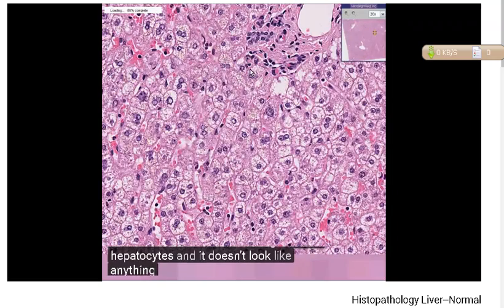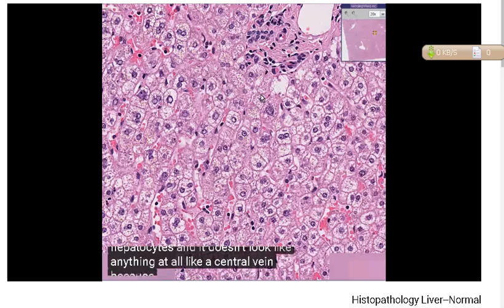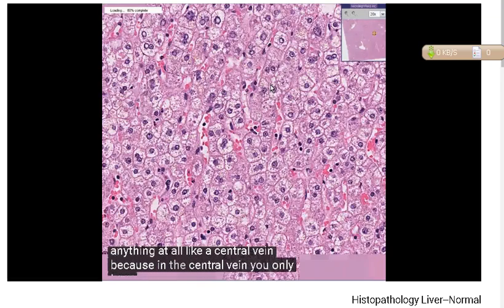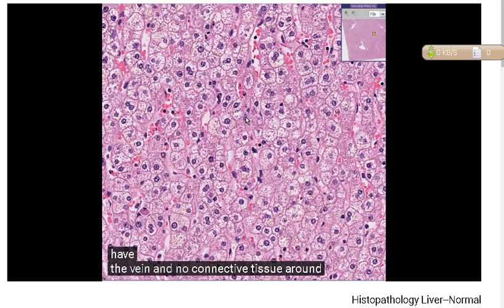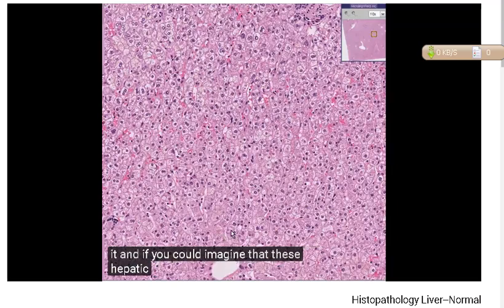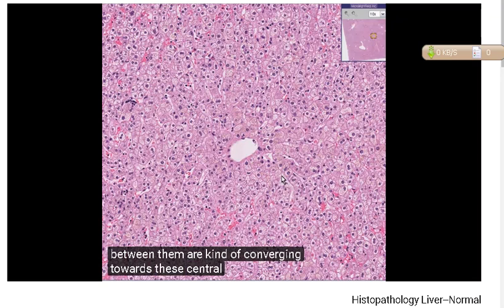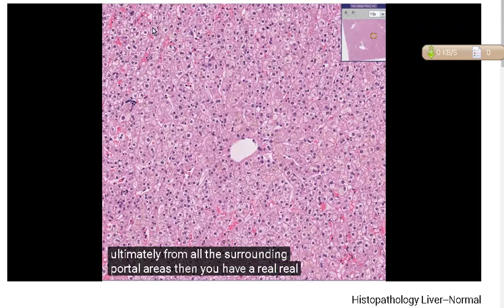And it doesn't look like anything at all like a central vein, because in a central vein, you only have the vein and no connective tissue around it. And if you could imagine that these hepatic cords and the sinusoids in between them are kind of converging towards these central veins, originating ultimately from all the surrounding portal areas, then you have a real good conception of the normal liver.